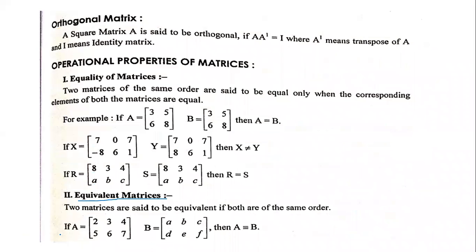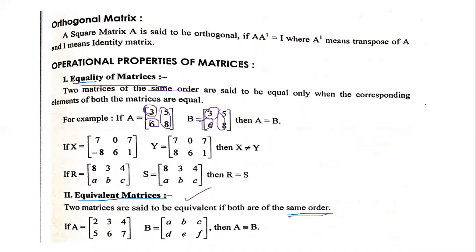Now let us go to the next one, that is equivalent matrices. Let us see what equivalent means. So this is equality, or you can call it equal matrix. But let us see what is equivalent. Two matrices are said to be equivalent if both are of the same order. Here the elements need not be the same. In equality of matrices, the elements also were supposed to be the same, correct? Elements also supposed to be the same, and order also should be the same. But in equivalent matrix, only if the order is the same, then you can call it equivalent. There is a difference between equal matrix and equivalent matrix.